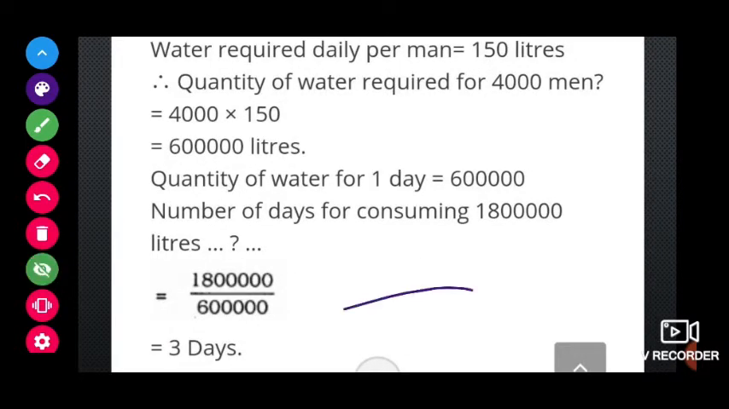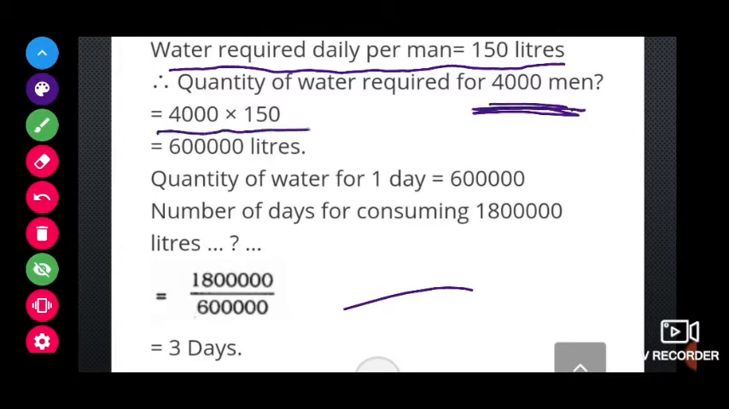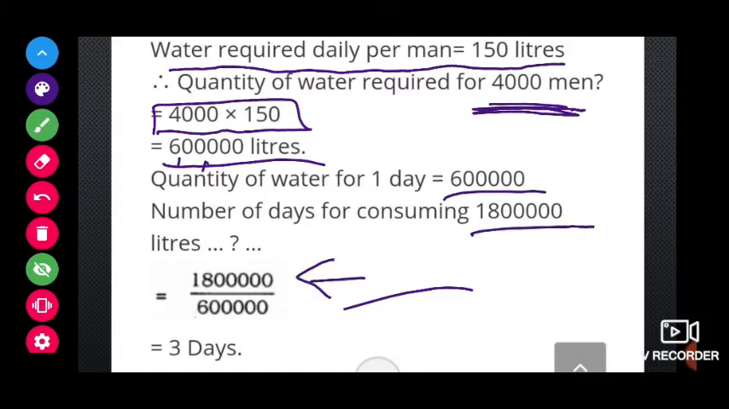See, the water required daily per man is 150 liters. So how many people are there in total? 4,000 men. So 4,000 into 150 liters, that is 6 lakh liters. So the quantity of water for one day is 6 lakh liters. So how many days will it last? 18 lakh by 6 lakh is equal to 3 days. Here 5 zeros, here 5 zeros; 6 ones are 6, 6 threes are 18. So 3 days it will last.